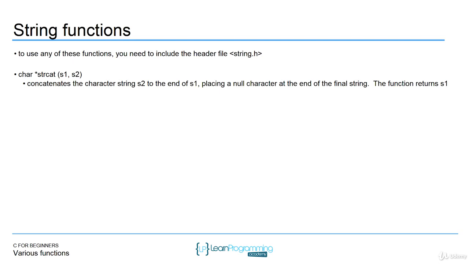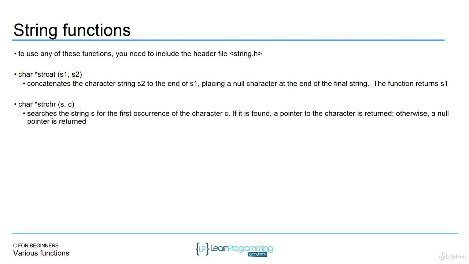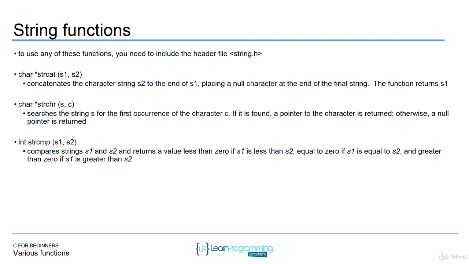Two parameters it takes, right? Two character pointers, and it will return a character pointer concatenated to the other one. So placing a null character at the end of the final string, the function returns S1. Strchr, this searches for a string that contains a character. This will return a character star as well. It's a good way to search. We talked about this quite a bit with strcat.